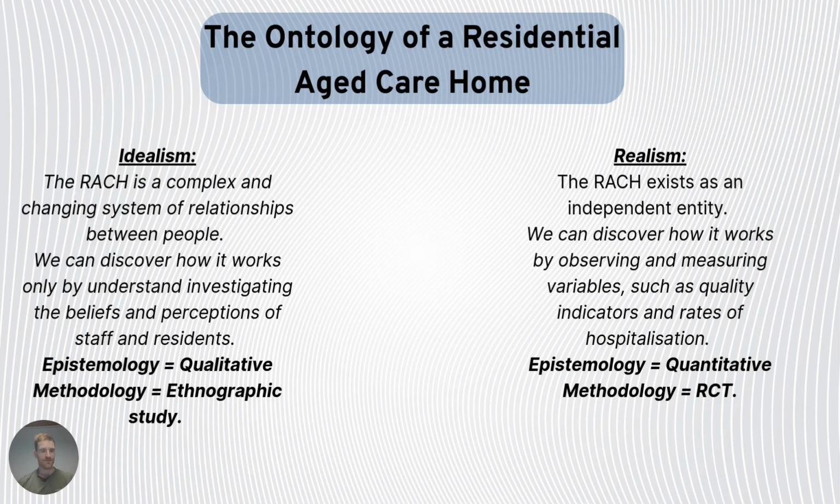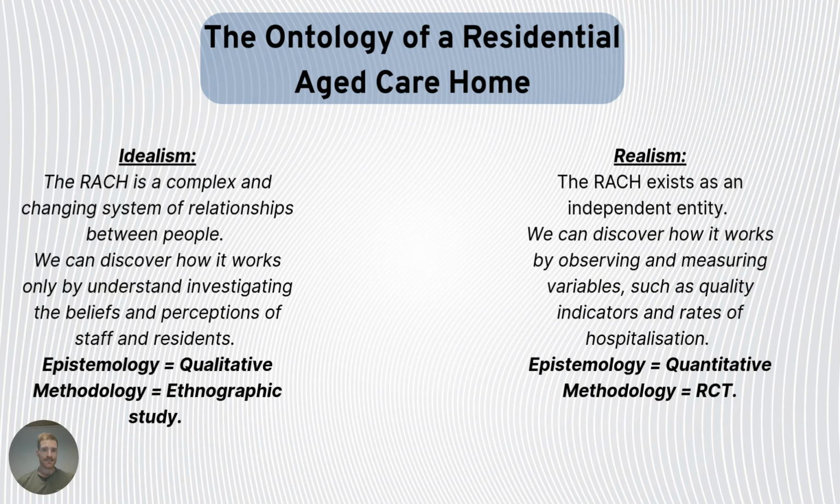The opposite, or rather an alternative way to view it, through a quantitative or more realist ontological lens and a quantitative epistemology, a suitable methodology might be a randomized controlled trial, where we're trying to objectively measure the impact of an intervention or the differences between rural and metropolitan aged care homes in their opioid use statistics or something like that.